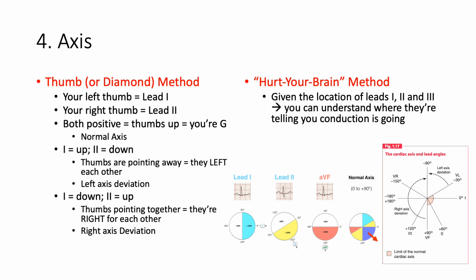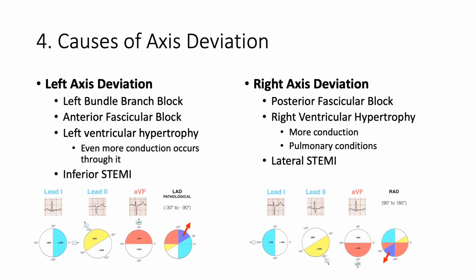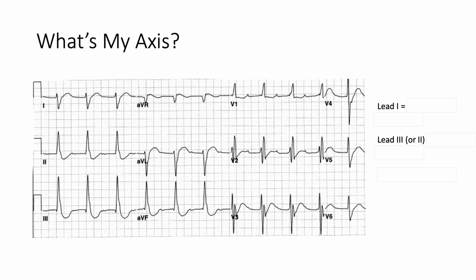But I think it is quite complex. So a few practices. If we have a look at lead 1, it's pretty much negative. The majority of the QRS complex is below the isoelectric line. So lead 1 is pointing down because it's negative. And that's our left hand, which is higher in the air than our right. And if we look at lead 2 and lead 3, they're both positive. So our right thumb is going to be pointing up. And given they're pointing towards each other, they're right for each other, and that's a right axis deviation.